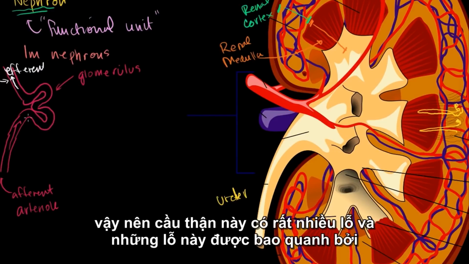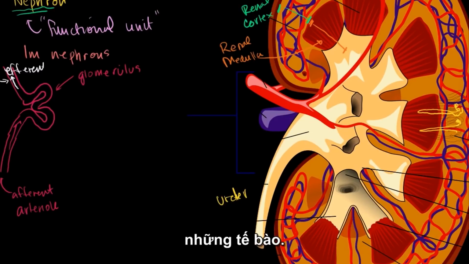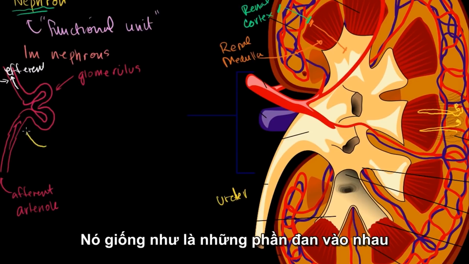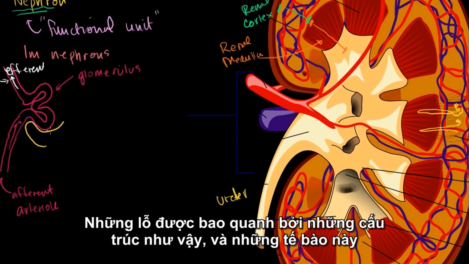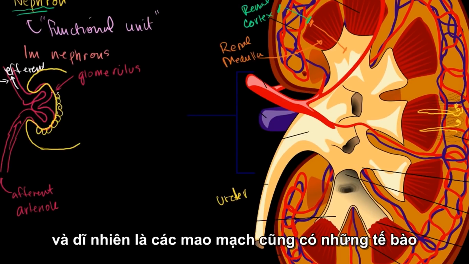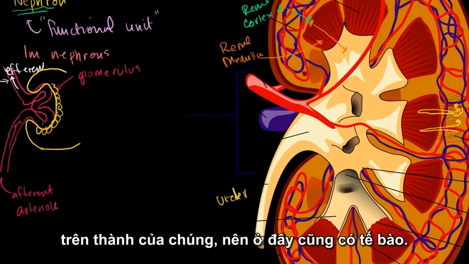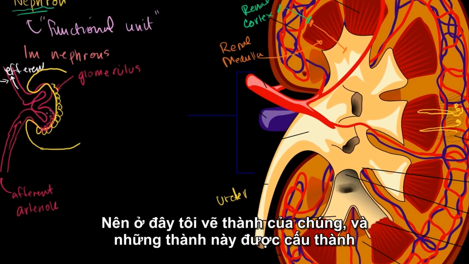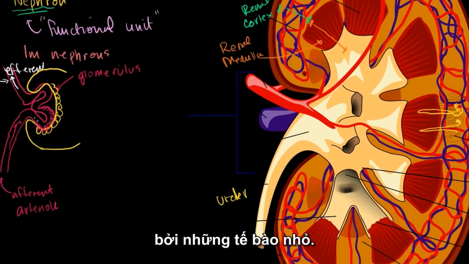So this glomerulus is very porous, and it's surrounded by other cells. So let me just draw. This is kind of a cross section. It's surrounded, let me do it like this, it's surrounded like that by this structure. And these are cells here. So you can imagine these are all cells over here. And of course, the actual capillaries have cells that line them. So there are cells here. So when I draw these lines, they're actually made up of little cells.